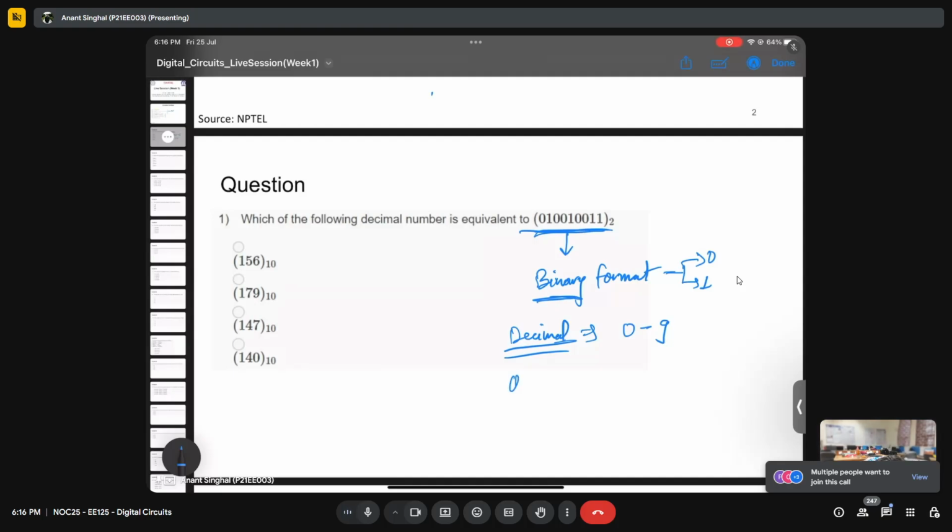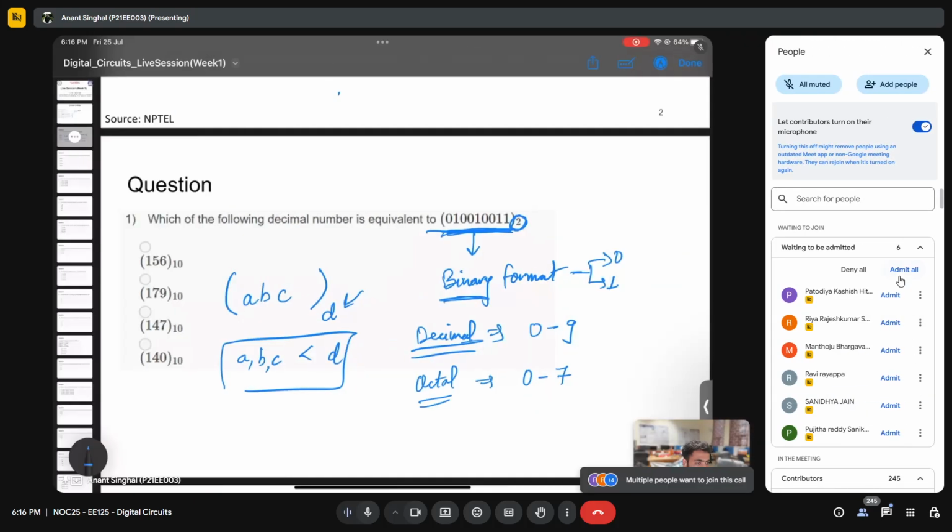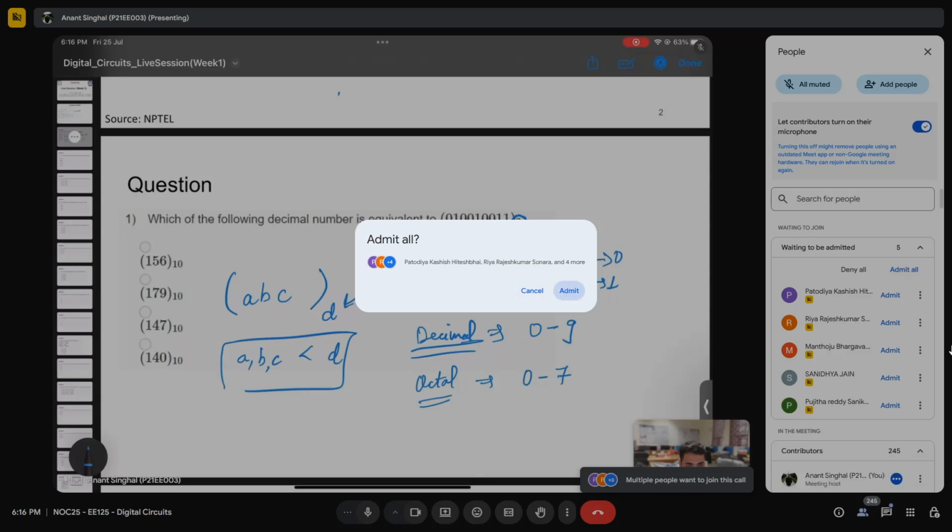Then we also have the octal format in the number system, which is basically the numbers from 0 to 7. Let's say this is a number ABC, and we have a base named D. This is what you see in general, a number written with a corresponding base. You should always remember that these A, B, C are always less than D. That is, the base is always greater than the digits inside. This is one of the key concepts or basic understanding that you should already have.